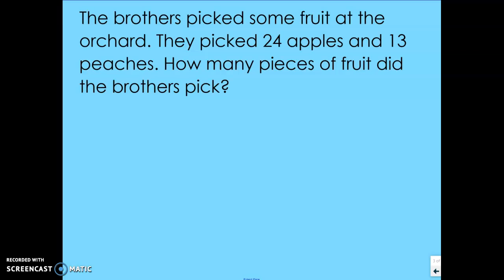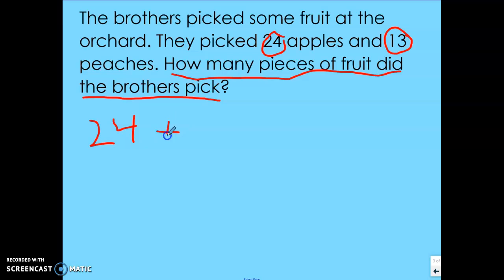Here's an example. The brothers picked some fruit at the orchard. They picked 24 apples and 13 peaches. How many pieces of fruit did the brothers pick? This one's pretty simple. So they want to know how many pieces of fruit did the brothers pick. So that's going to be a total. I need to know how many in all. So I see 24 apples and I see 13 peaches. So my equation is going to be 24 plus 13 equals something. So my job is to figure out what it equals.